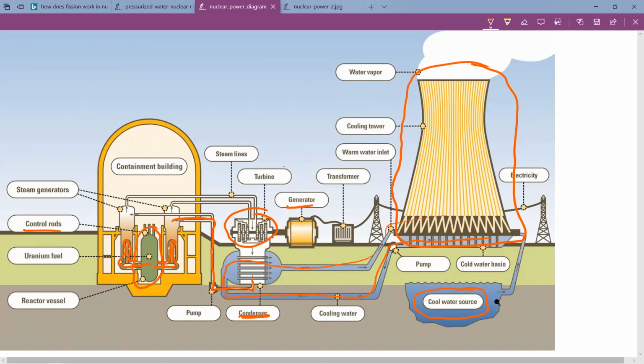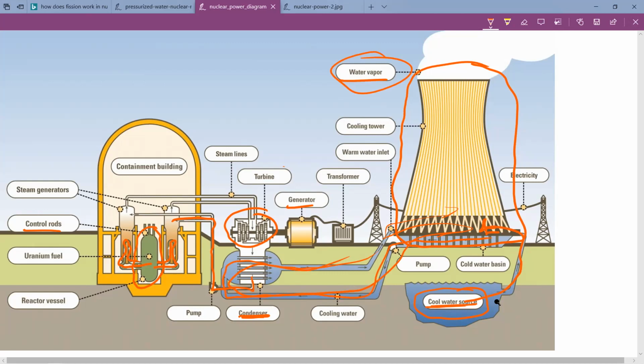Warm water comes back in and is cooled down, and some of it is given off as that big cloud of steam you see as the cool water source is heated. Some of it is reused, but some of it is changed to steam, so we have to have more cool water being pumped in to replace the steam as we go.